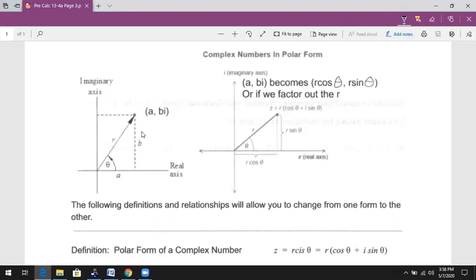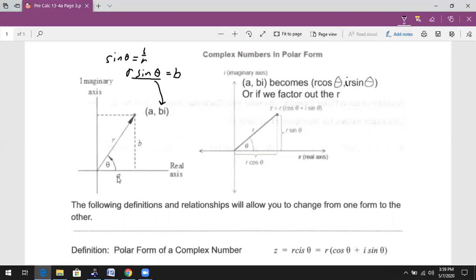Now I can see from this triangle that the sine of theta is equal to opposite B over hypotenuse R. In other words, R sine theta is B. So if I replace B with R sine theta, I get the y coordinate is R sine theta, but notice there's the imaginary term. I'm going to move that to the front here.